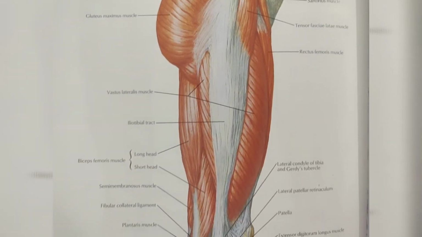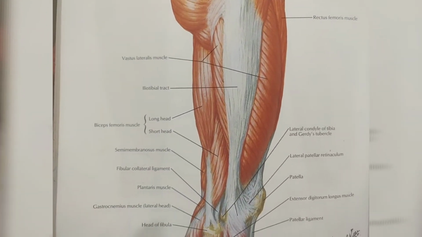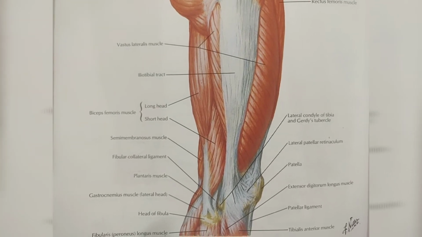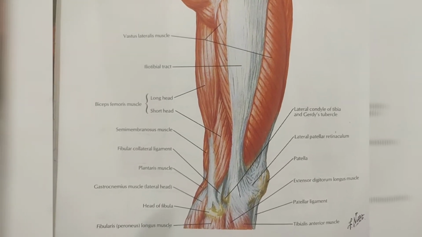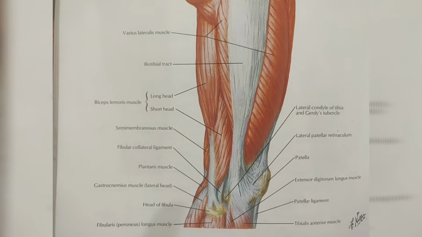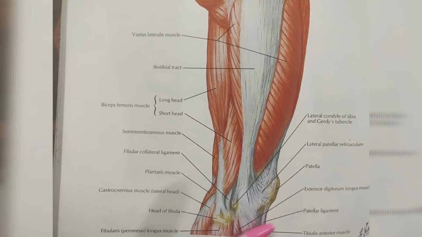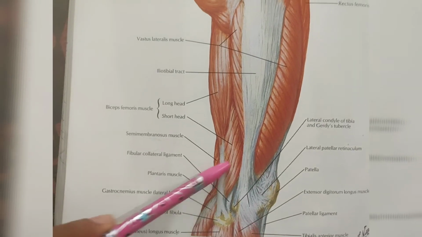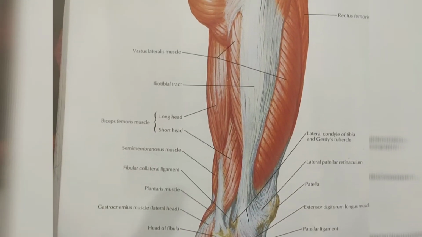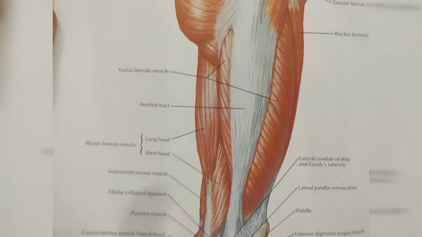Inferiorly, the tract is attached to the smooth area on the anterior surface of the lateral condyle of tibia called Gerdy's tubercle. Here, on the lateral condyle of tibia, it is called Gerdy's tubercle, where it is attached.